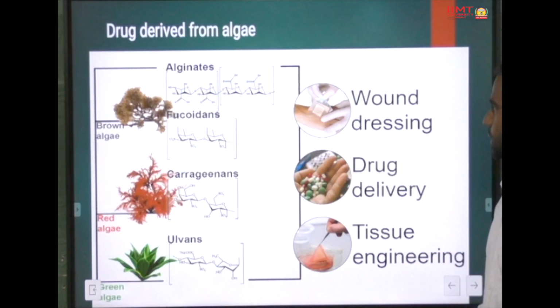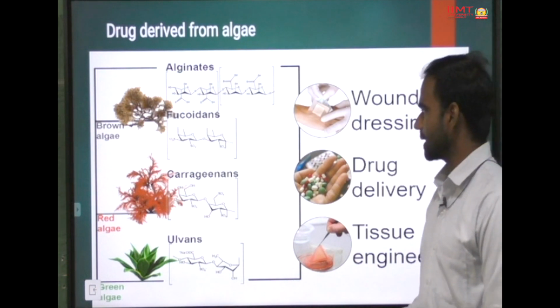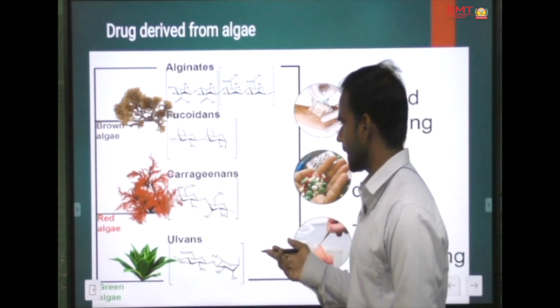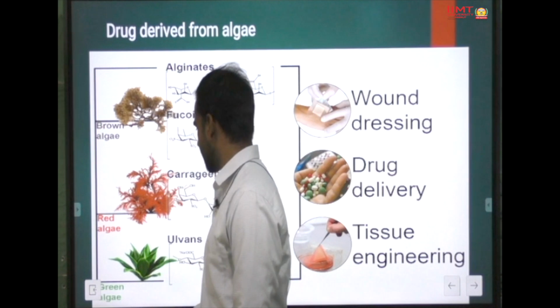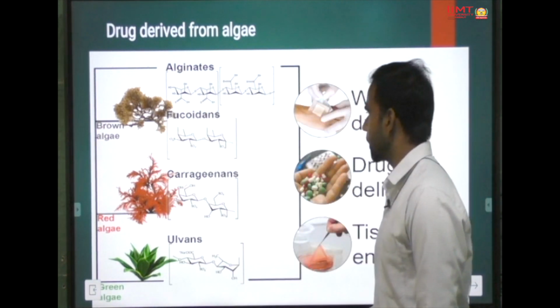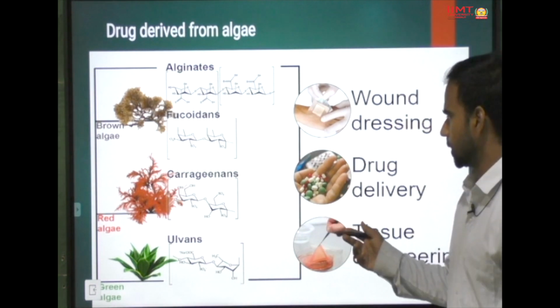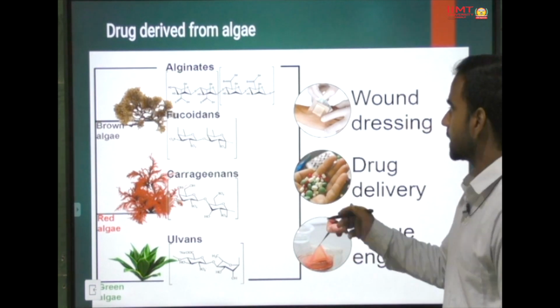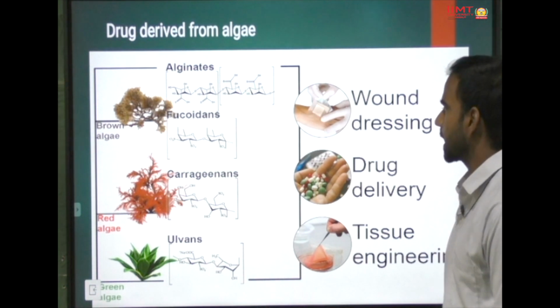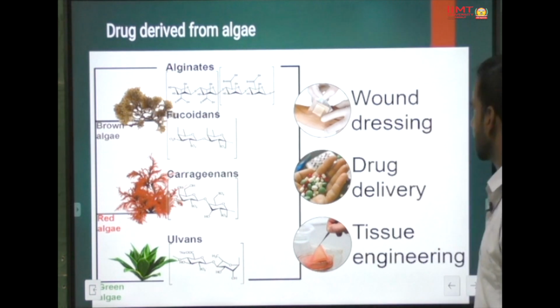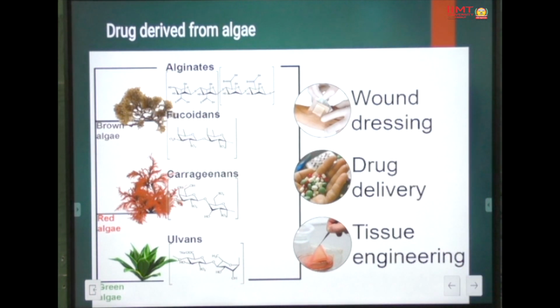These are the different resources and components derived from different fungi and algae. There are different types of algae, like brown algae, red algae and green algae. Fucoidans, carrageenans and ulvans are particular chemicals derived from these algae, and they are used for properties like wound dressing, drug delivery and tissue engineering.